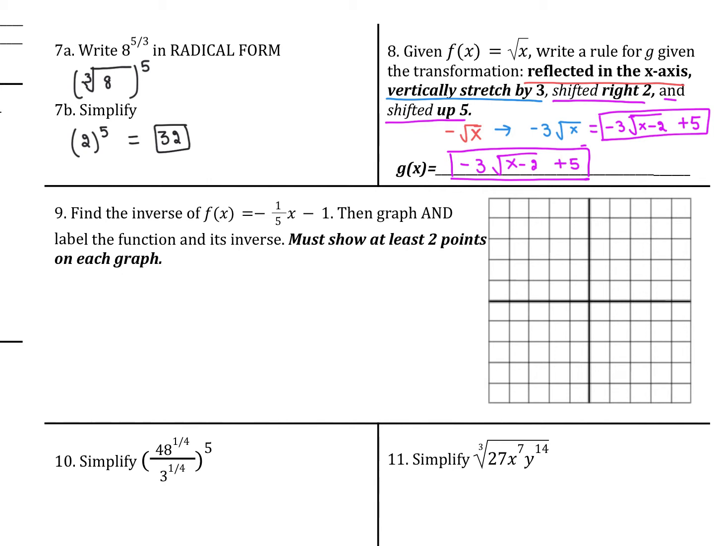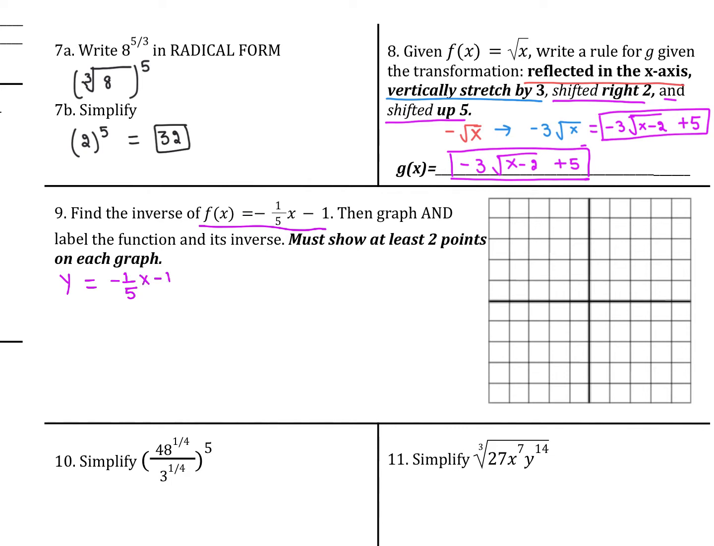Now let's do number 5. You're going to find the inverse of f(x) equals -5 over x minus 1. Then you're going to graph and label the function and its inverse. You must show at least 2 points on each graph. To find the inverse, the first step is to set f(x) as y.